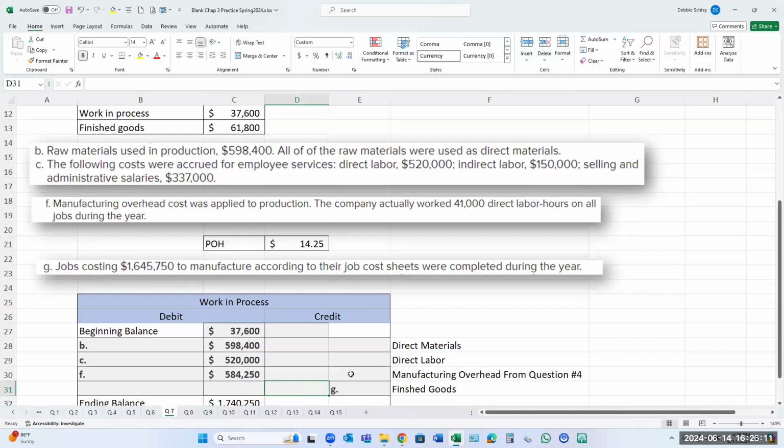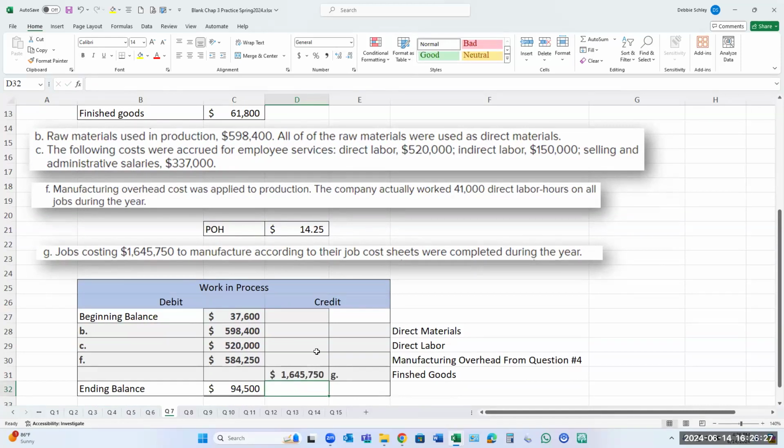And then those are all the debits in work in process. And then the credits are when things go out of work in process and into finished goods. So that was transaction G. So again, work in process is a normal debit balance. So we add up all the debits and subtract the credit, and we get our ending balance.